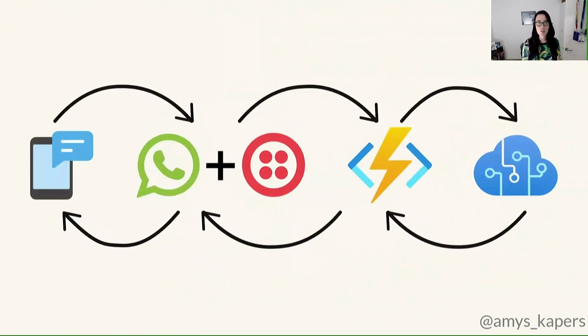This is using the Twilio WhatsApp API, which when you send a message to a particular WhatsApp number, triggers an Azure function, which sends the image to Microsoft's cognitive services. It then has a look and compares it with a trained image classification model that I've set up, sends the results back to the Azure function, which sends a message back via the Twilio WhatsApp API to the user.